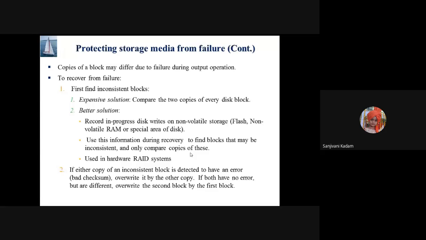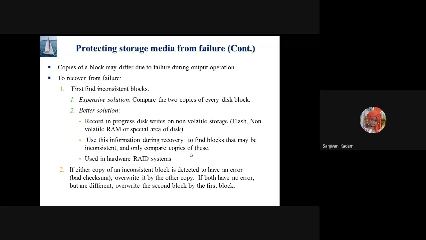And the second one is that if either copy of an inconsistent block is detected to have an error, that is, a bad checksum value, then override it by the other copy. If the second block is in an incorrect state, we can copy the first side's contents into the second, or if the first one is not correct, copy the second copy's contents to the first one. So this can be a solution.